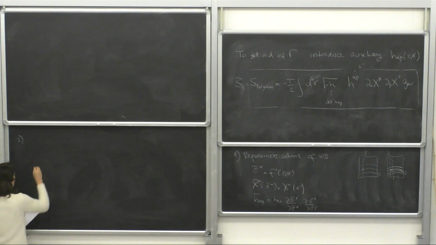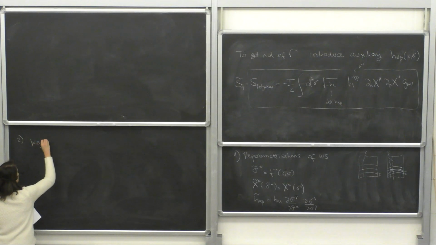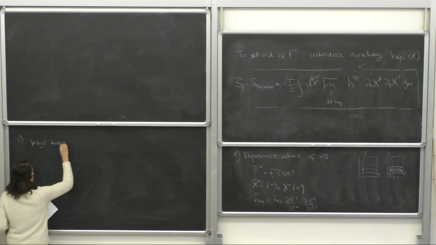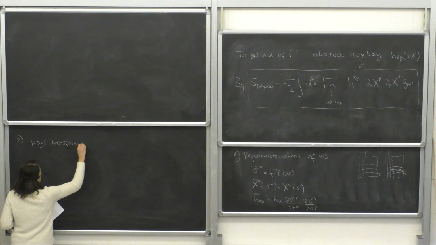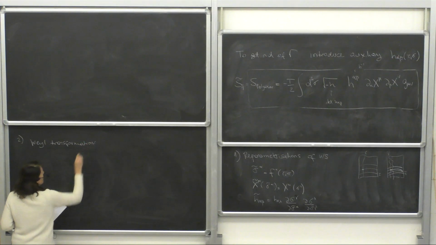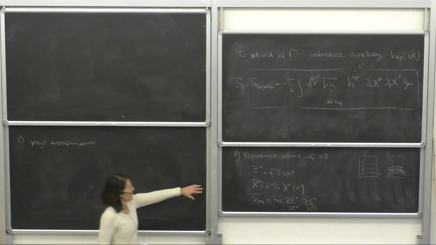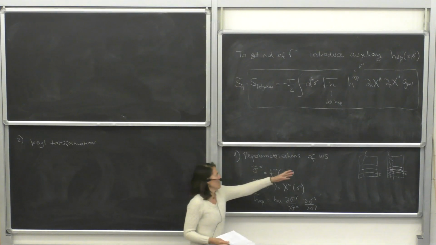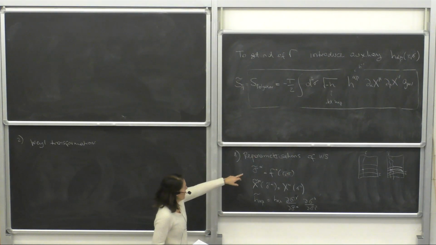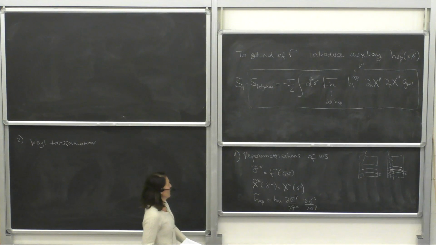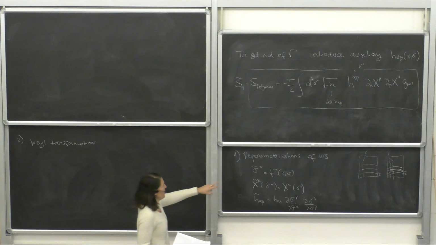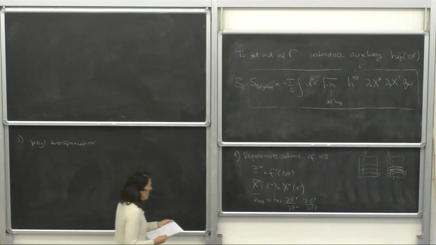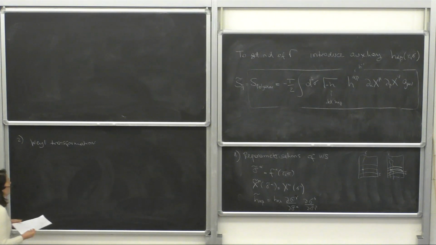The second is Weyl transformations. As somebody asked, the p-brane action also has this reparametrization, with the p plus 1 reparametrizations. But what it doesn't have is Weyl transformations.